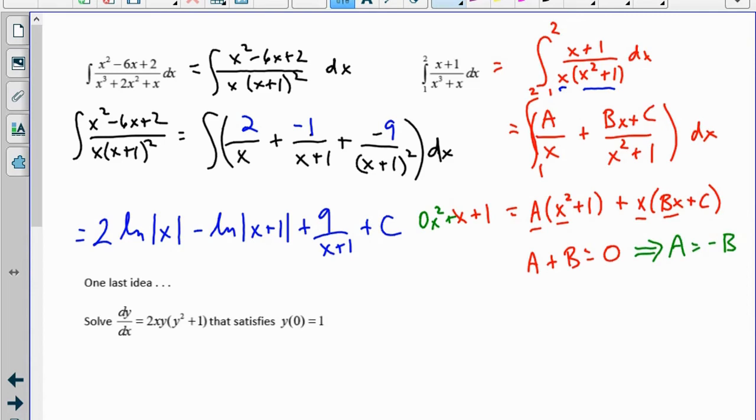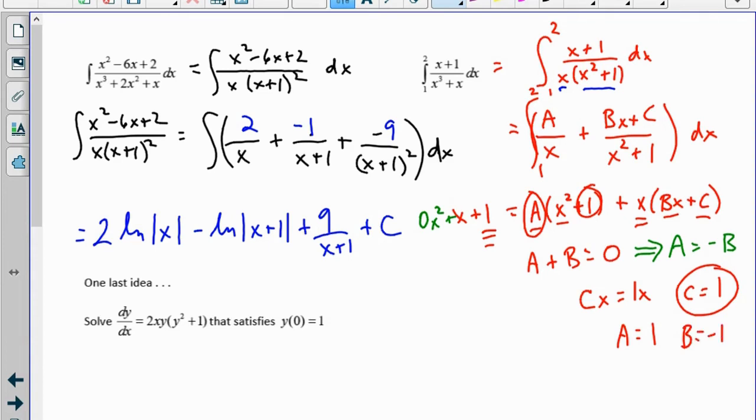Then I have cx, that's our only term that actually has just an x component. That equals 1x, so that means c equals 1. And then I also have a equals 1, because a times 1 is 1a, and there are no other terms that don't have any variables with them. So a equals 1, and since a equals negative b, that means b equals negative 1. So I have a equals 1, b equals negative 1, and c equals 1.